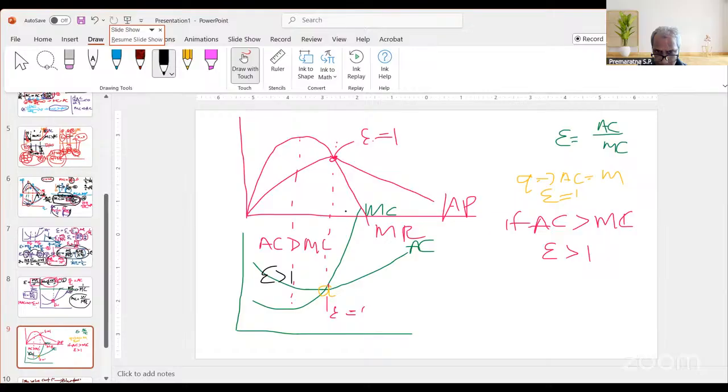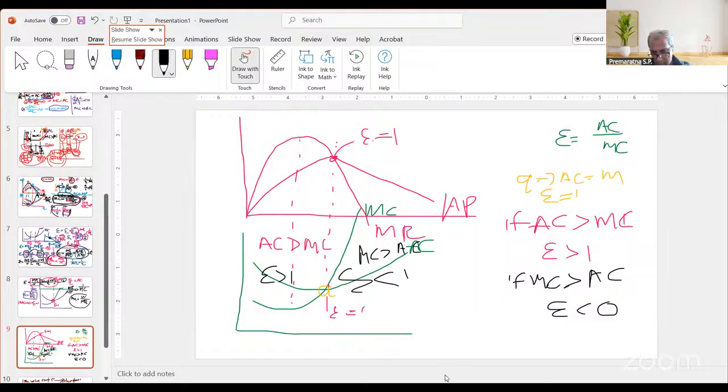Now, here you can see the marginal cost is greater than average cost, which means the diseconomies of scale. If marginal cost is greater than average cost, you get the elasticity is less than 1. So in this range you get the elasticity less than 1.